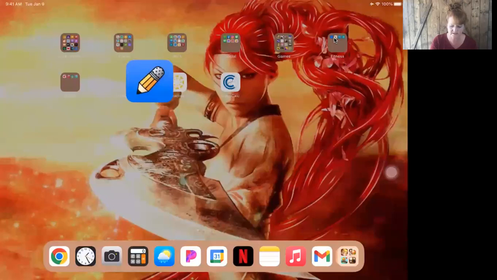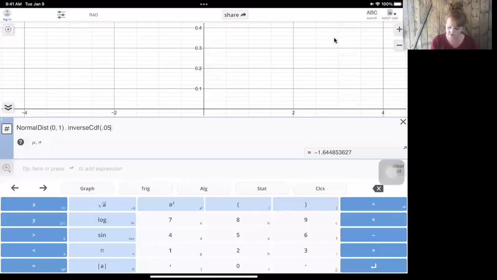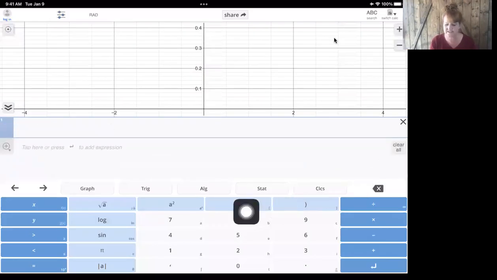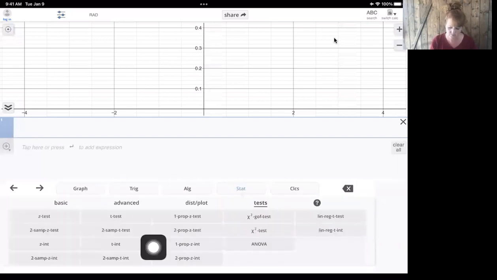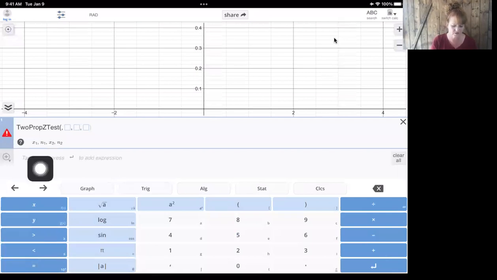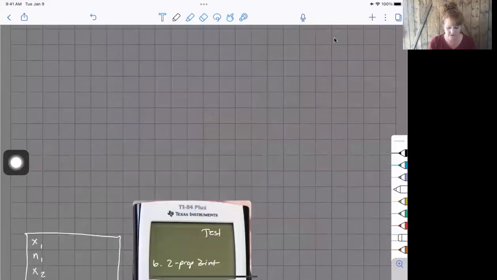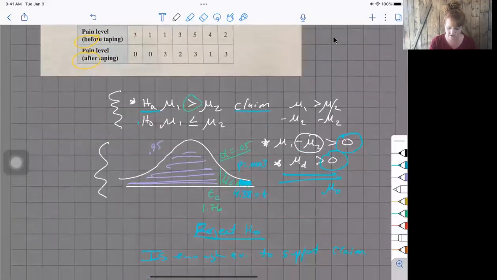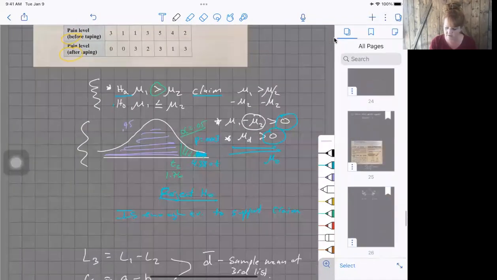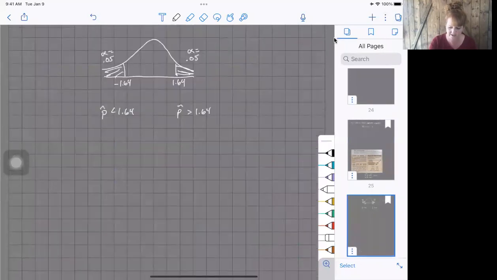My ClassCalc people, we are going to go to stat, and then we're going to go to test. And we're looking at this 2-prop Z test right here. You also are being asked for X1, N1, X2, N2. Now, if you remember from the previous binomial problems, oh my gosh, I'm struggling keeping track of where I am. Sorry.